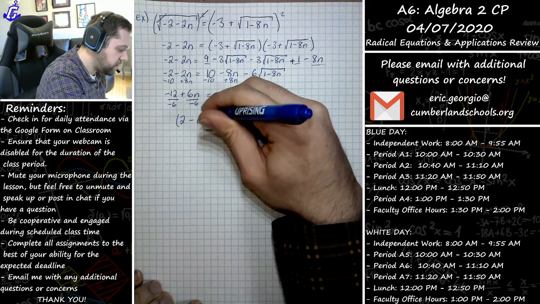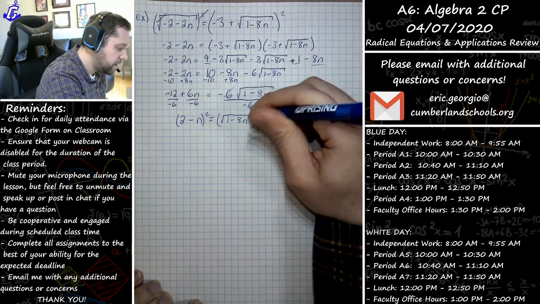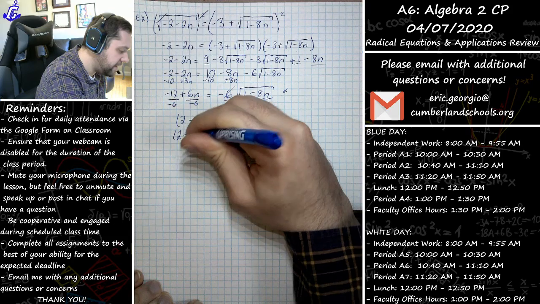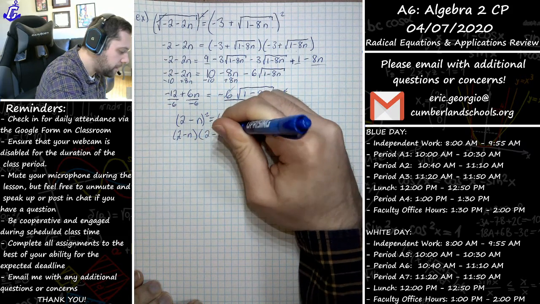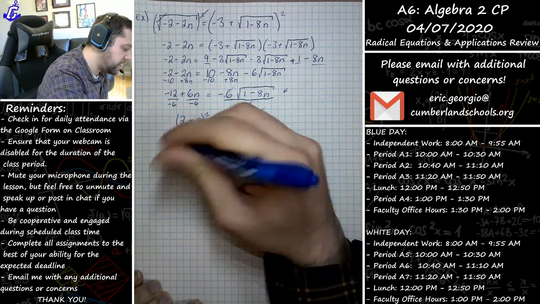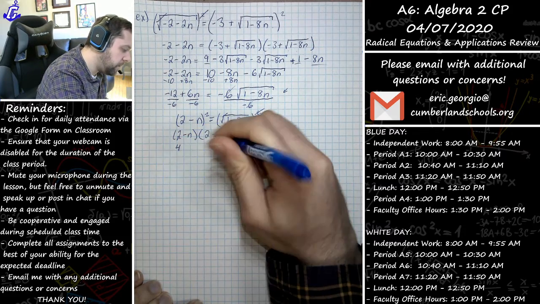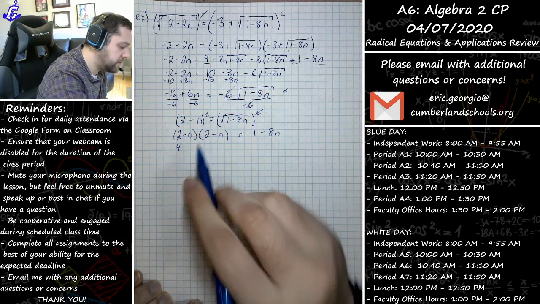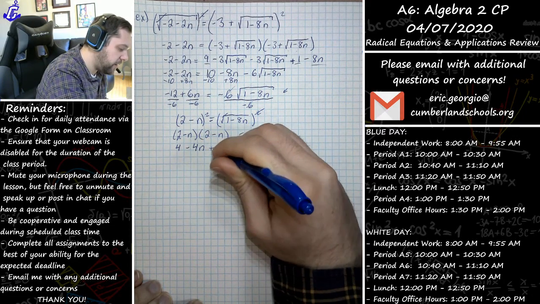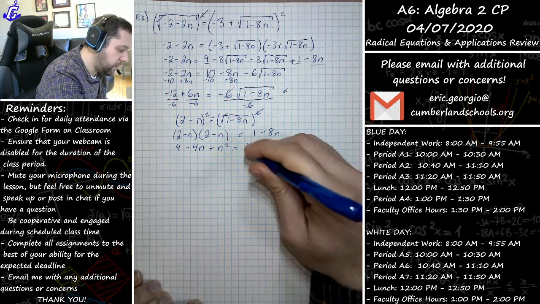I can square both sides to get rid of the radical. Square root and square cancel out. On the left, we need to do 2 minus n times itself. On the right, we just get 1 minus 8n. Little first, outer, inner, last gives us 2 times 2 is 4. Minus 2n is minus 4n. And then negative n times negative n plus n squared is equal to 1 minus 8n.